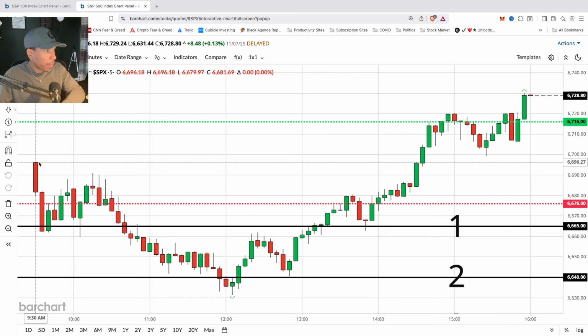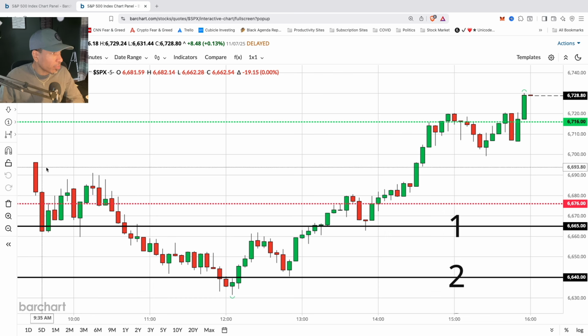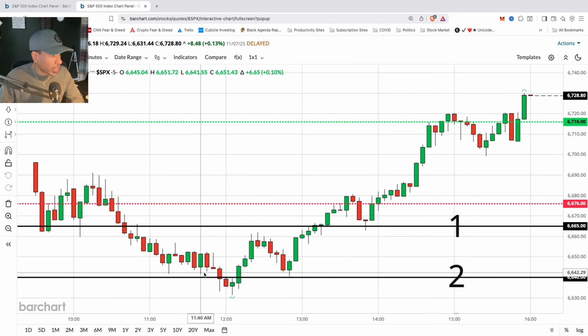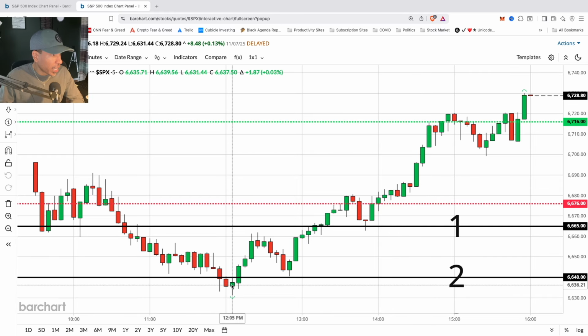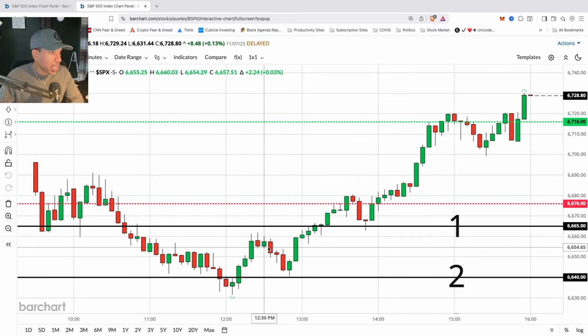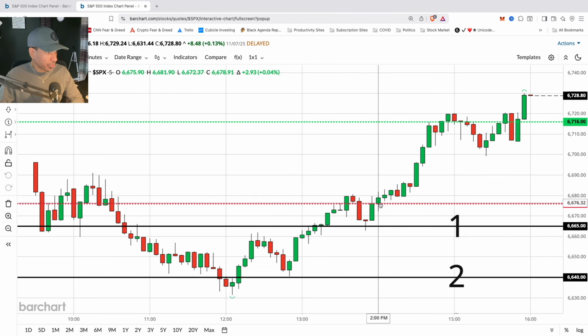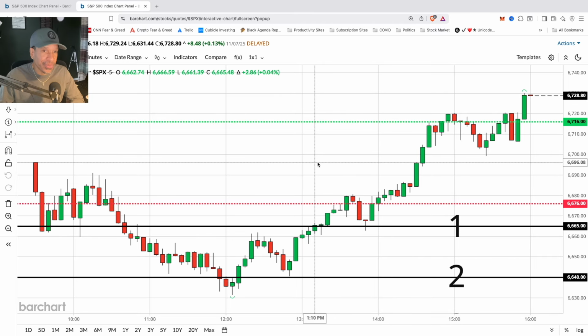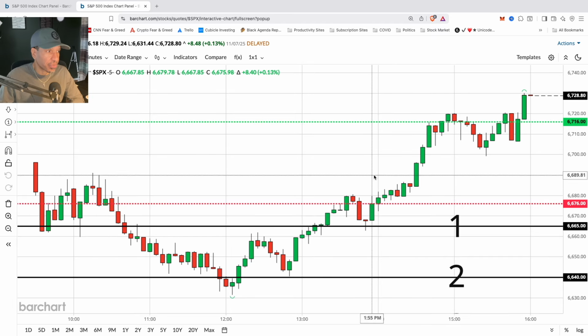Right. So as you can see here, the market opened here and immediately started to drop in price. And at 12:05, the market reversed, and it actually went above the opening price on Friday's trading session, right?